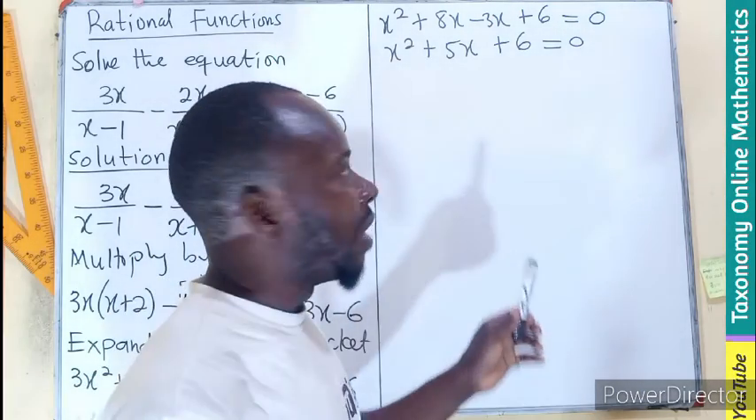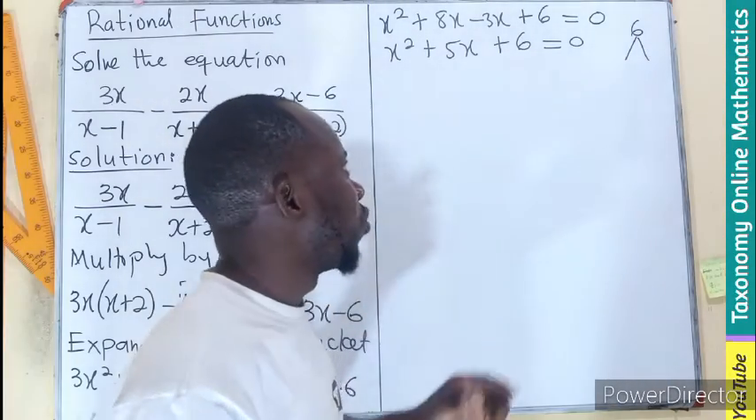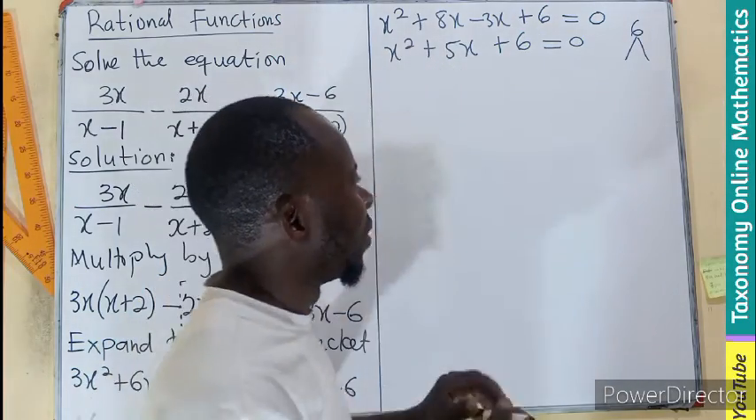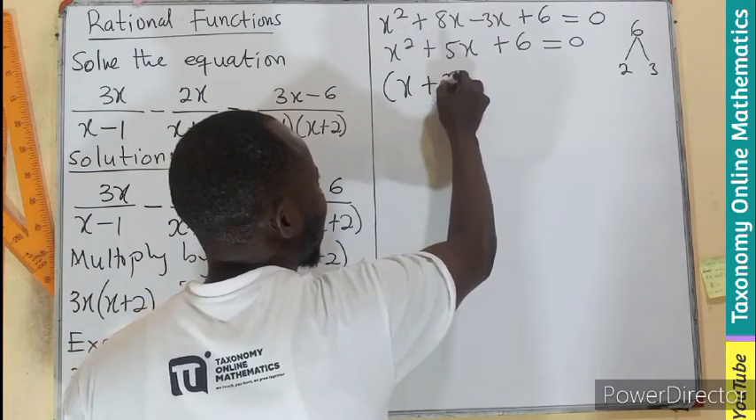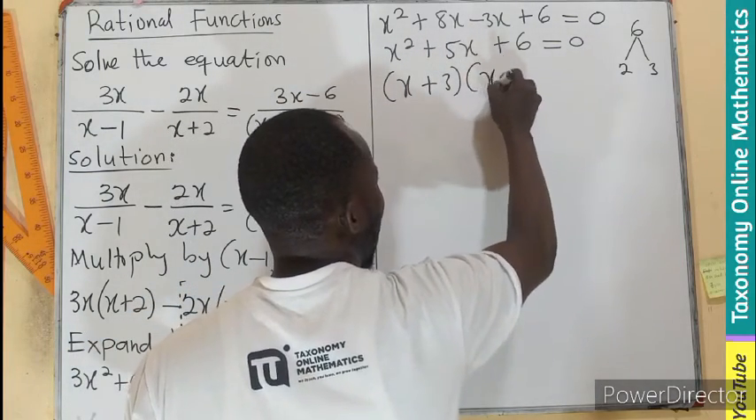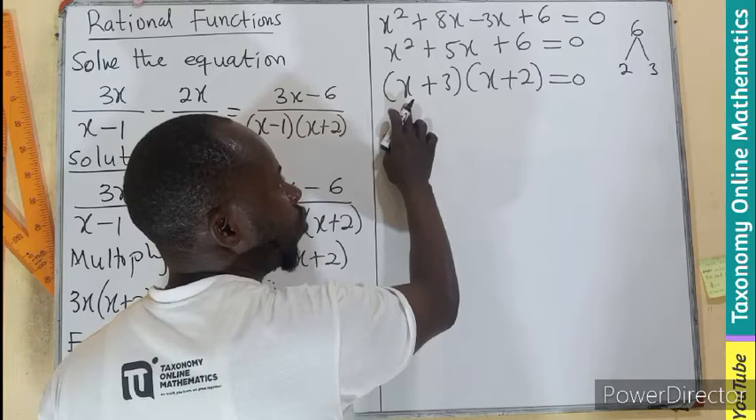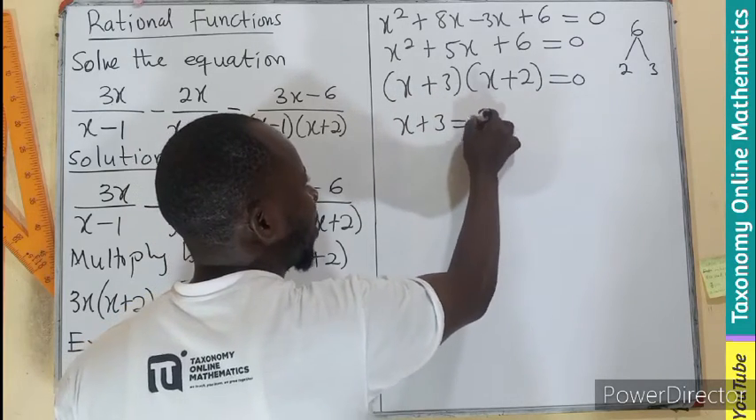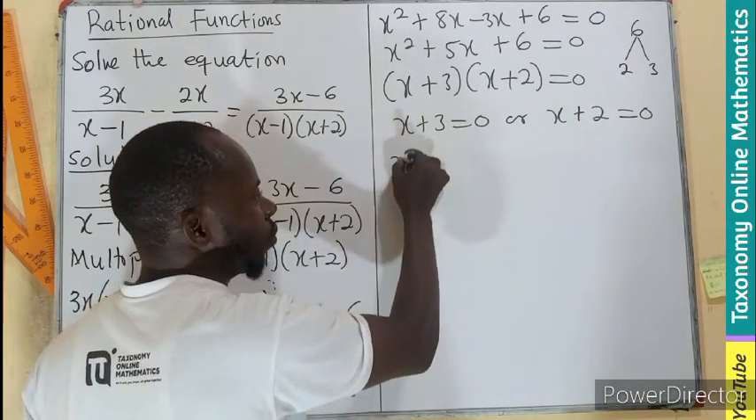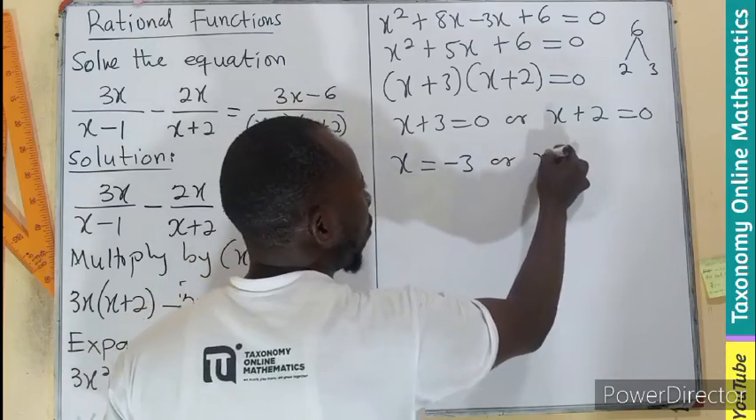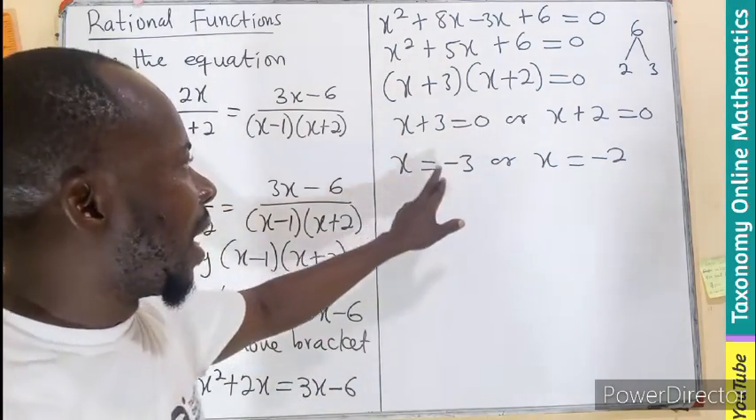So it becomes quadratic. So I find factors of 6. When I add, I should be getting 5. And obviously, we can see that it will only be 2 and 3. So I have x plus 3, which is the first one, then x plus 2 equals 0. What do we do? We take the first bracket to be 0, or we take the second bracket to be 0. We transpose. So x becomes negative 3, or x becomes negative 2.